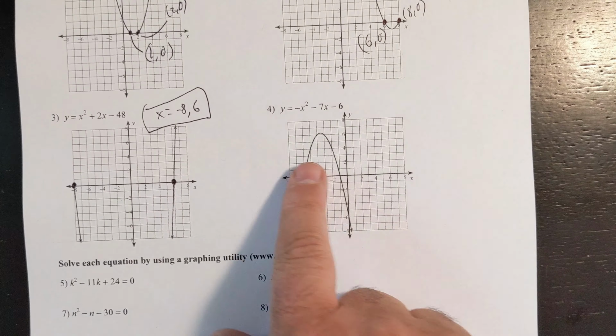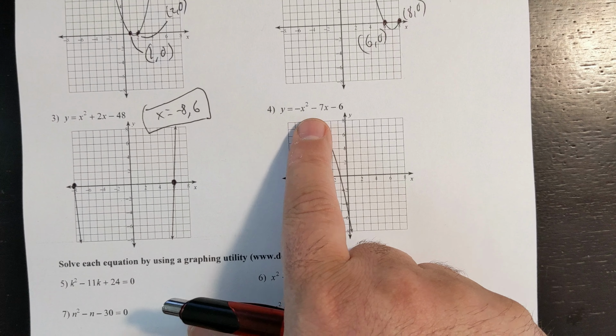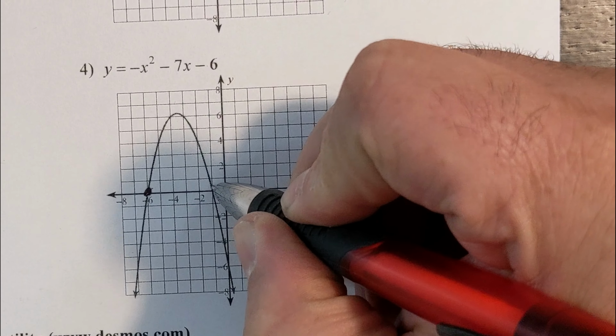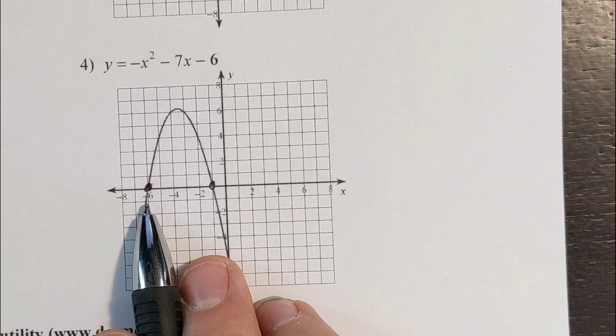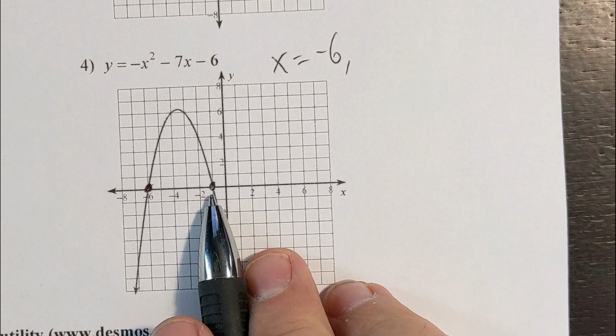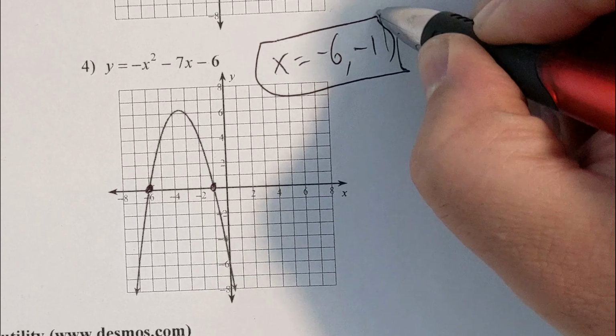This is a negative graph. So if you look, it's going down like a sad face, negative. The graph is already done for you. So you're just looking for where it crosses, here and here. So on the left side, that's at -6. And on the right side, it's at -1. And those would be your two answers.